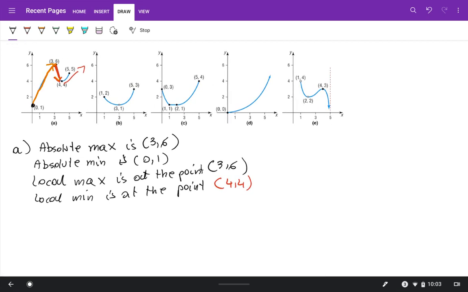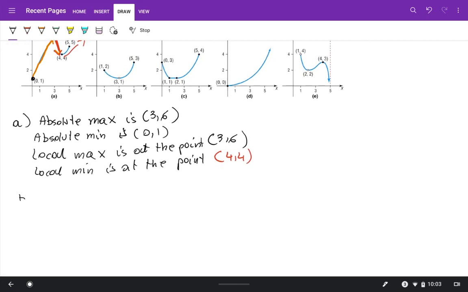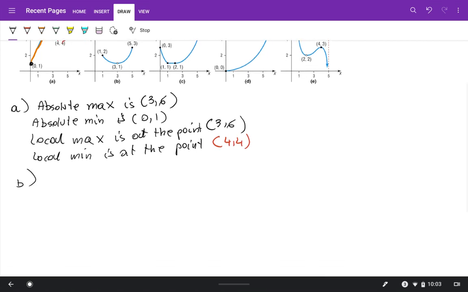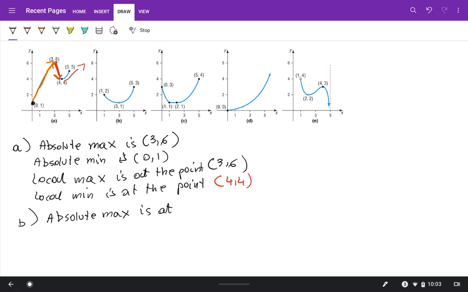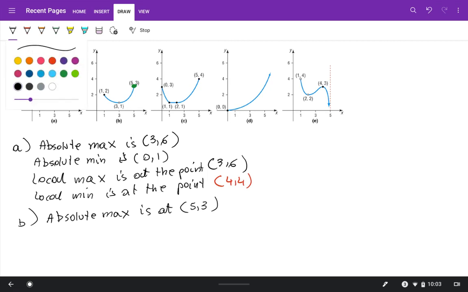Now let's talk about part B. They ask to find the absolute maximum for graph B. The absolute maximum is the highest point on the graph, so the absolute maximum is y equals 3. It's at the point (5, 3). Now the absolute minimum.